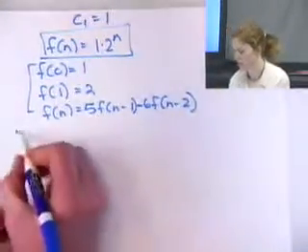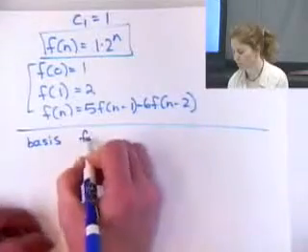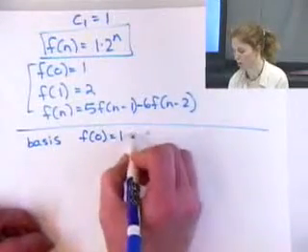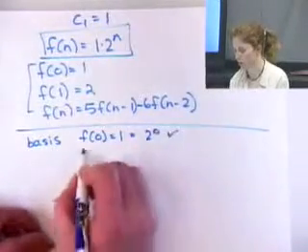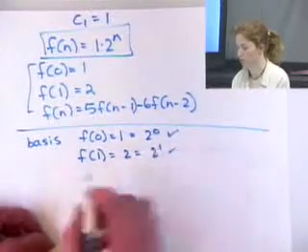So let's go ahead and start our inductive proof. We have the basis. F of 0 equals 1, and that is equal to 2 to the 0. F of 1 is 2, and that is equal to 2 to the 1.